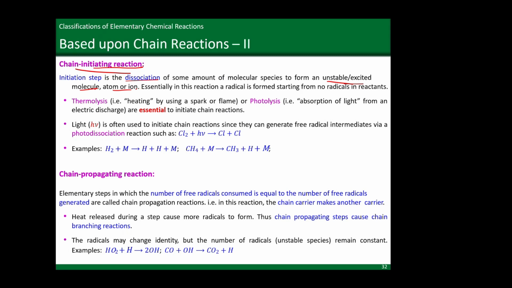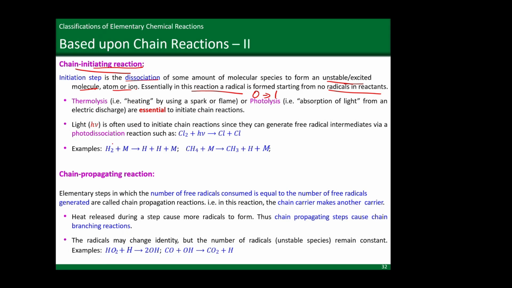Now, when we talk about the chain initiation reaction, the key idea is that you do not have any radicals in the reactants, but you produce a radical on the product side. Okay, so you go from zero radicals on the reactants to one or more radicals on the product side. Okay, let's look at some examples.